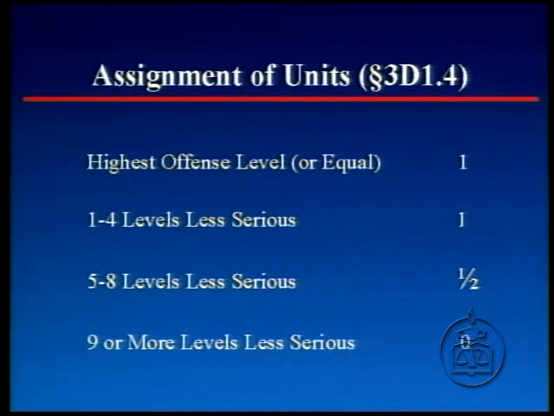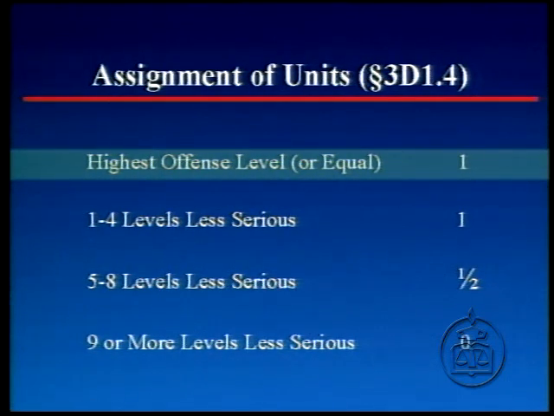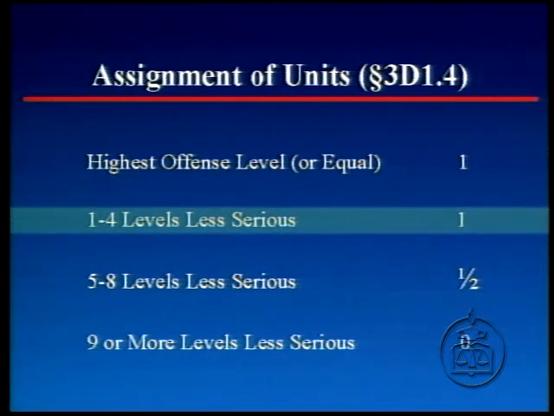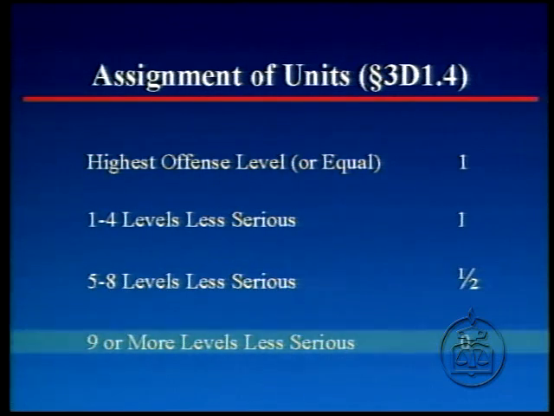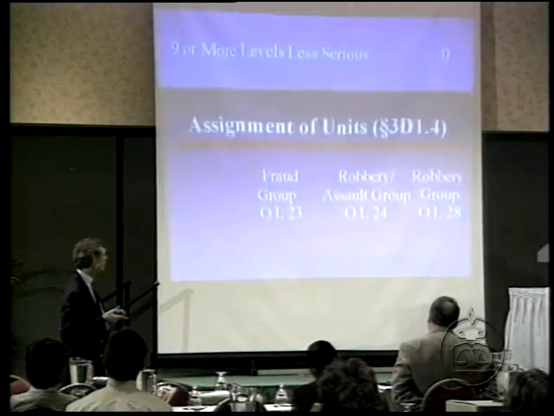At 3D1.4, you look at the offense levels, and you add units based on those. The highest offense level, whatever that number is, is going to get a unit. Unit doesn't mean anything. It just translates into something. 1 to 4 levels less serious picks up a unit. 5 to 8 levels less serious, half a unit. 9 or more levels less serious, no units. So let's assign units here.